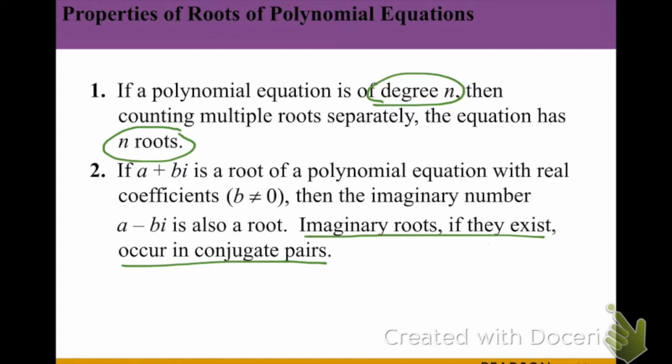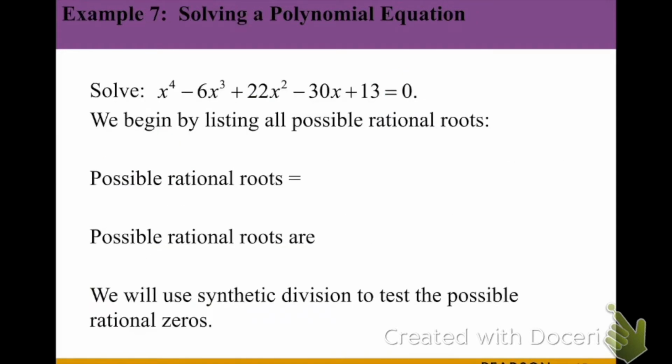The second one that we need to know is that if a plus bi is a root of a polynomial equation with real coefficients, then the imaginary number a minus bi is also a root. You can think of this as: if an imaginary root exists, it's going to occur along with its conjugate. So let's practice these properties by fully solving the polynomial equation below.